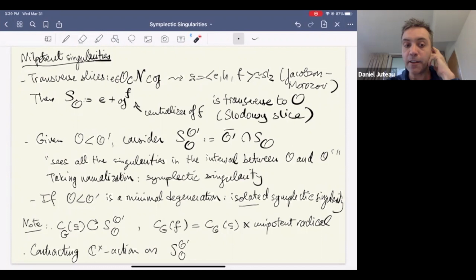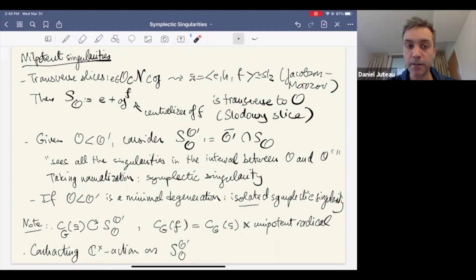In particular, if you take a minimal degeneration, so that there is no orbit in between, then you get an isolated symplectic singularity. So you always have an action of a group on those slices. You have the centralizer of the full SL2 subalgebra. This will stabilize the slice because it will stabilize E and it will stabilize F as well.